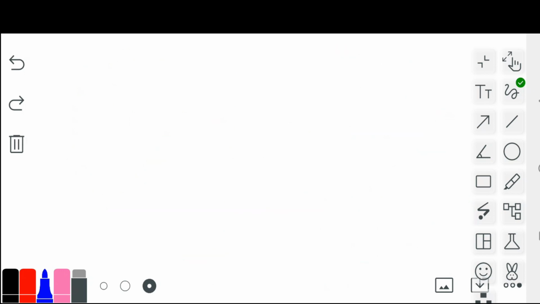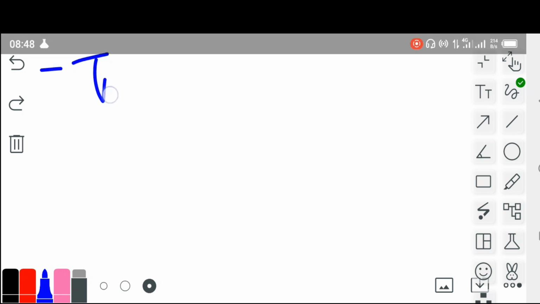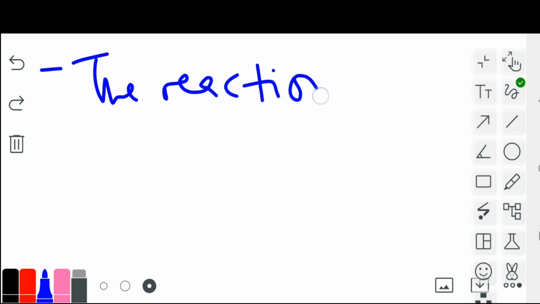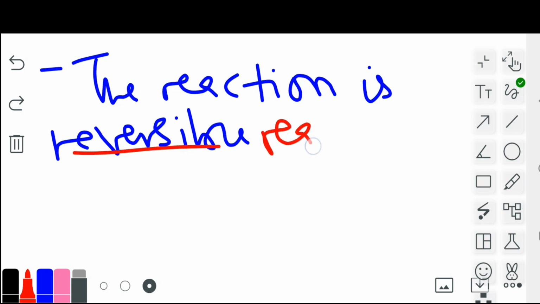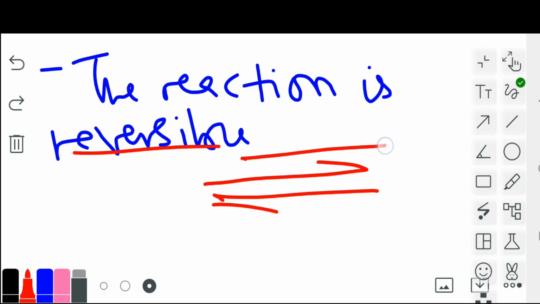Now, under this method, or rather the other ways of producing ethanol, you have to know that the reaction is reversible. Reversible meaning the ethanol can be converted back to the ethene. The symbol that is used for a reversible reaction is a forward arrow and then a back arrow. So it can go that way, and if it wants to come back to the reactant, it can come this way.